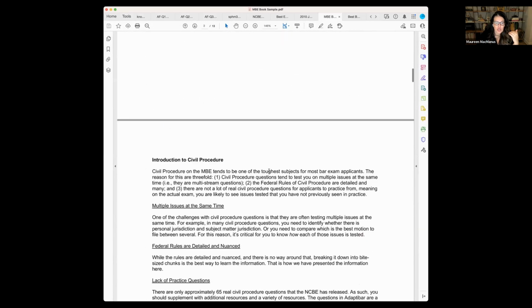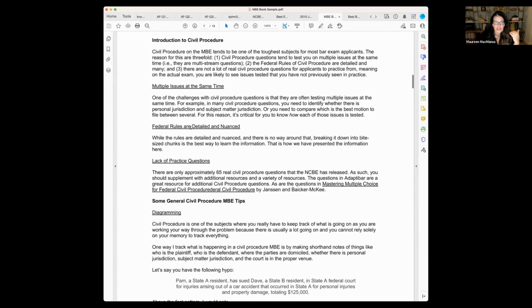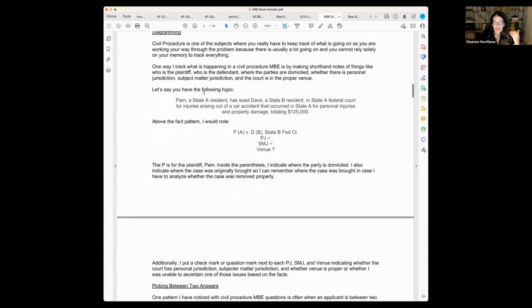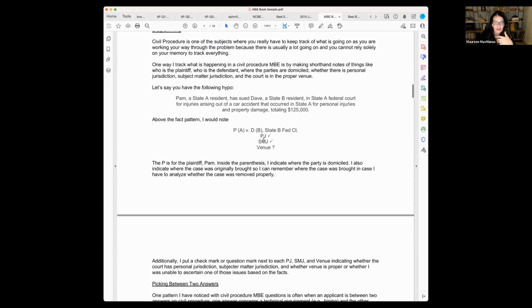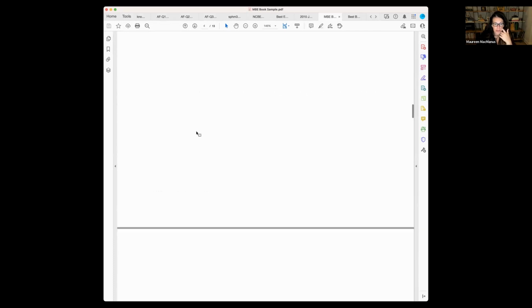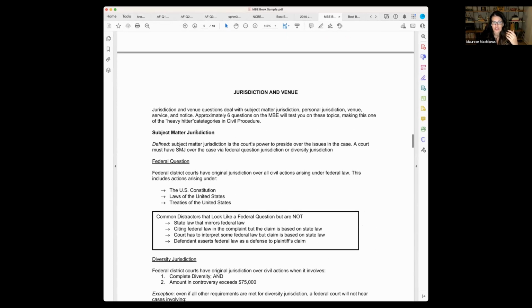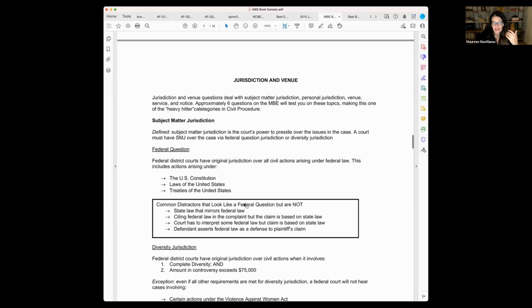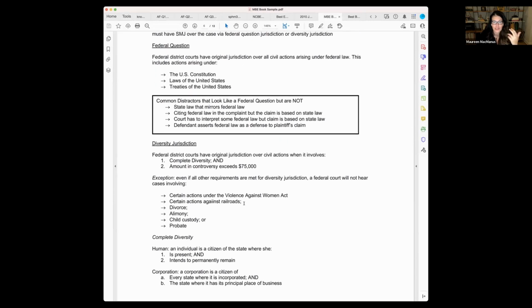Here I tell you a little bit about the book. Here's an intro. I would start each subject with an intro on it. I show you some strategies, like for Civ Pro, how do I diagram things? I will show you this for contracts, for property too, like what to take note of, how to do that. There's tips, like this is a really good one. And then it gets into the assignments. So here's jurisdiction and venue. And anytime there's a black box, I get into common things that they do to distract you.